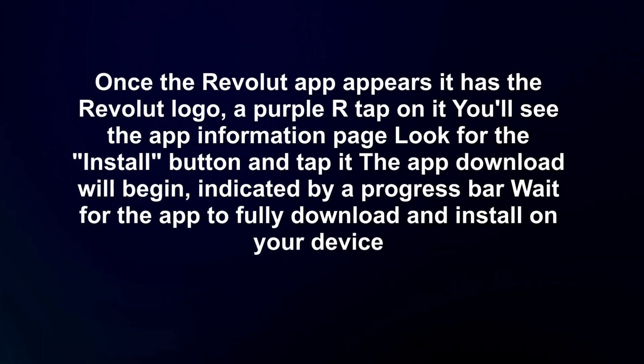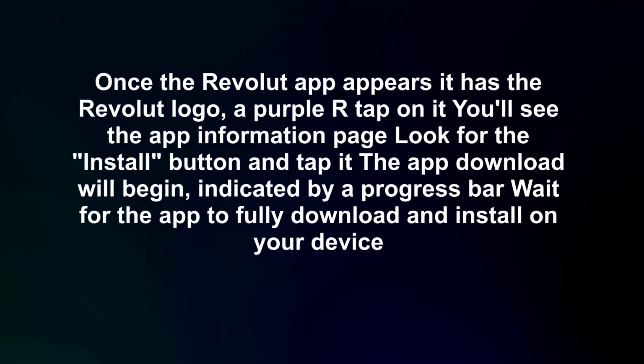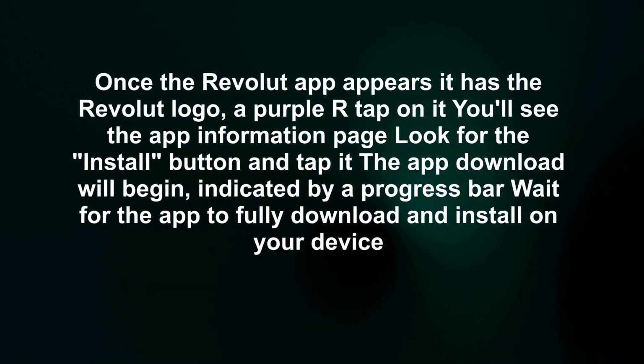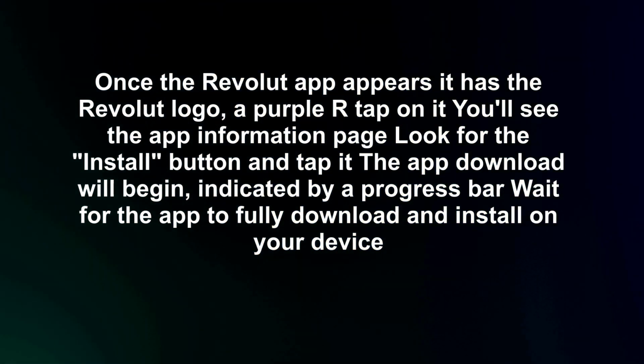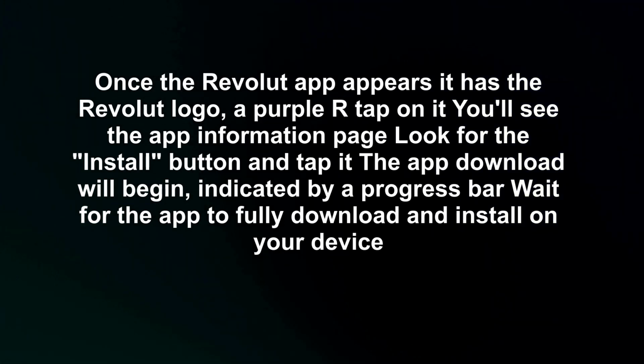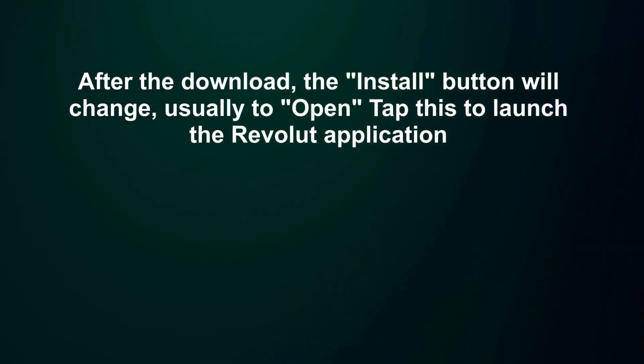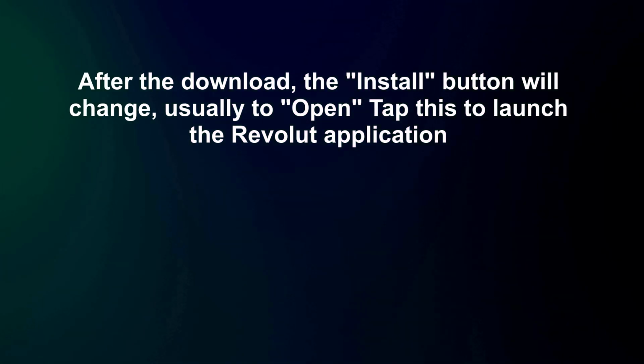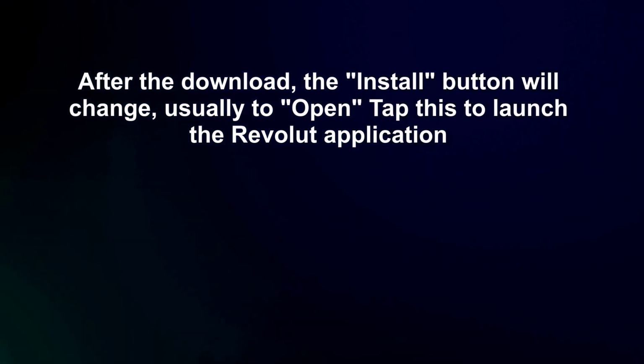Tap on it, you'll see the app information page. Look for the install button and tap it. The app download will begin, indicated by a progress bar. Wait for the app to fully download and install on your device. After the download, the install button will change, usually to open. Tap this to launch the Revolut application.